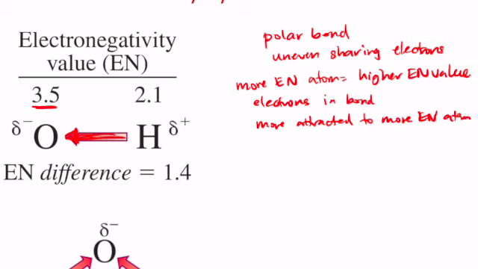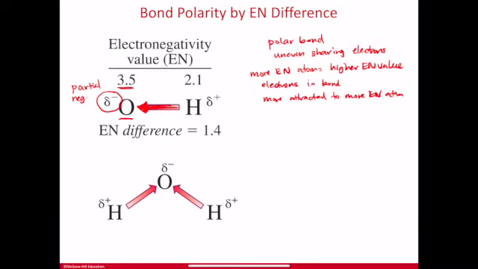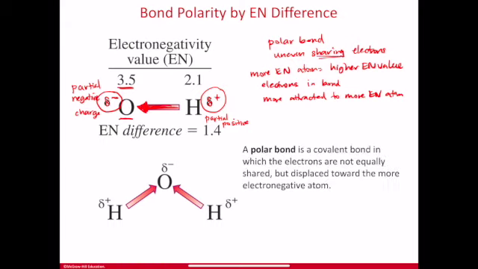Therefore the electrons, with their negative charge, spend more of their time on the more electronegative atom, and this results in a partial negative charge. It's not a full negative charge like an ion, so this is called delta negative, compared to delta positive, a partial positive charge. It's not a full negative or full positive like ions are, because the electrons are still shared. Electrons that are transferred make ions, but these are electrons shared in the bond, so it's just partial negative, partial positive.